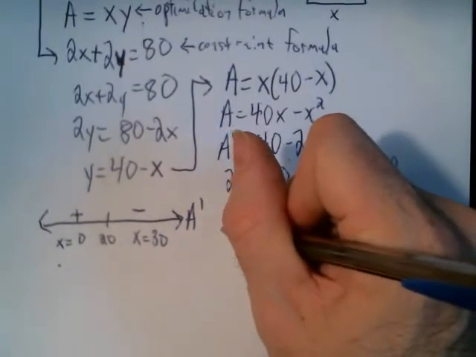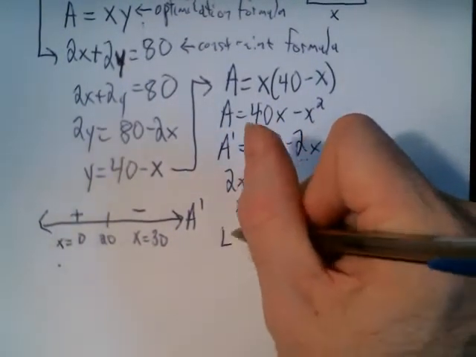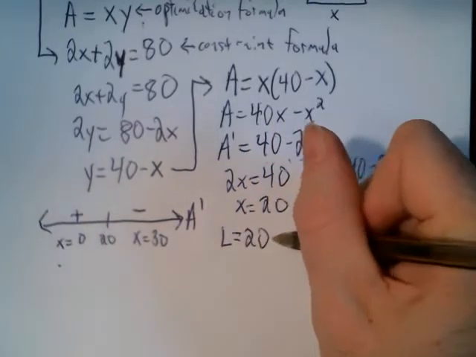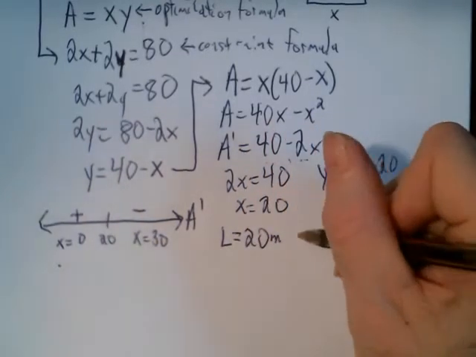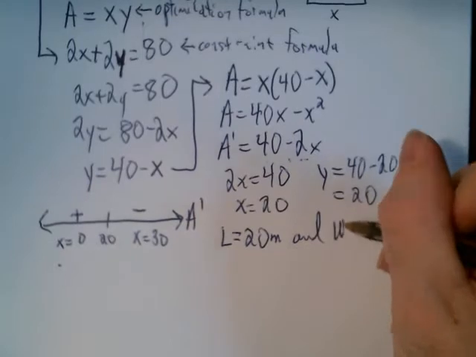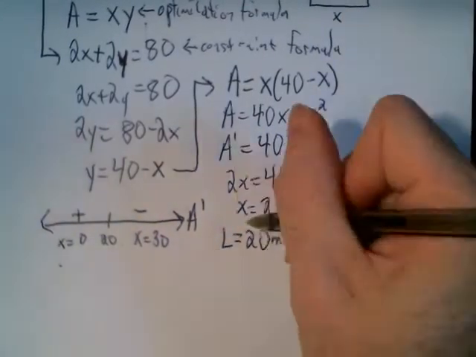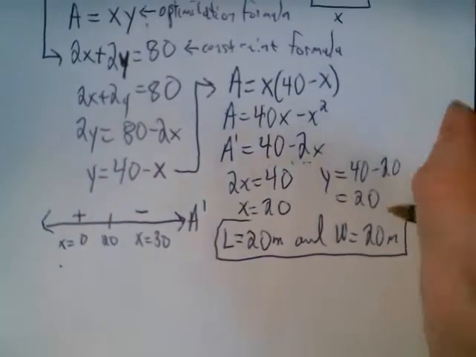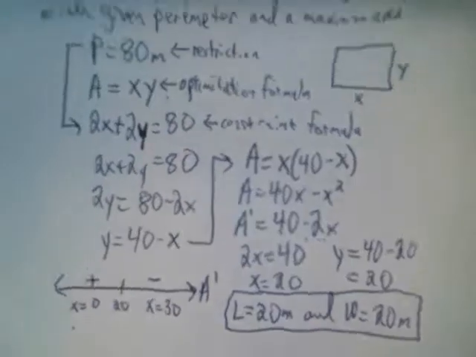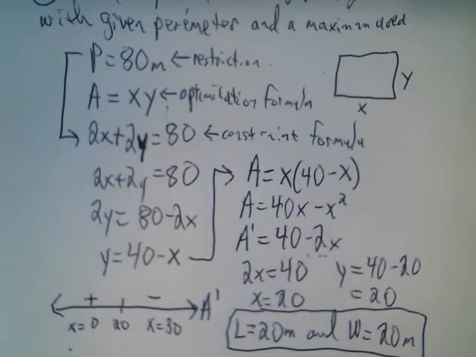So the length we'll say is 20 meters, and our width we'll say is also 20 meters. Okay. So it's pretty simple. The book is going to try to make it as complicated as possible. Let's look at another problem.